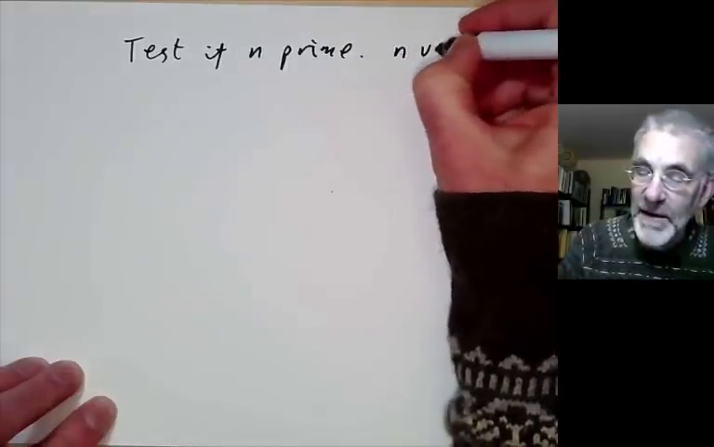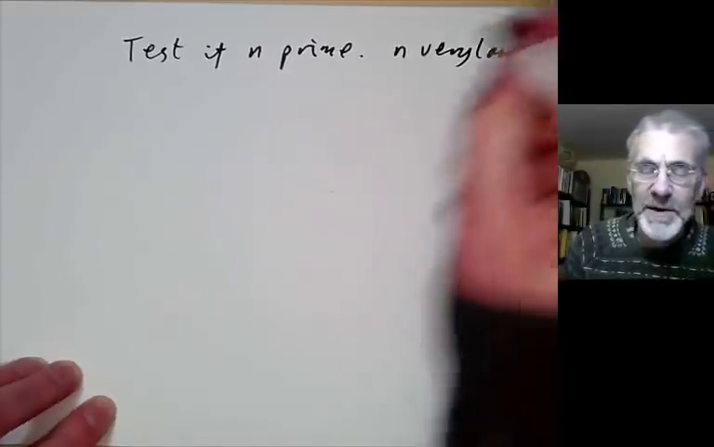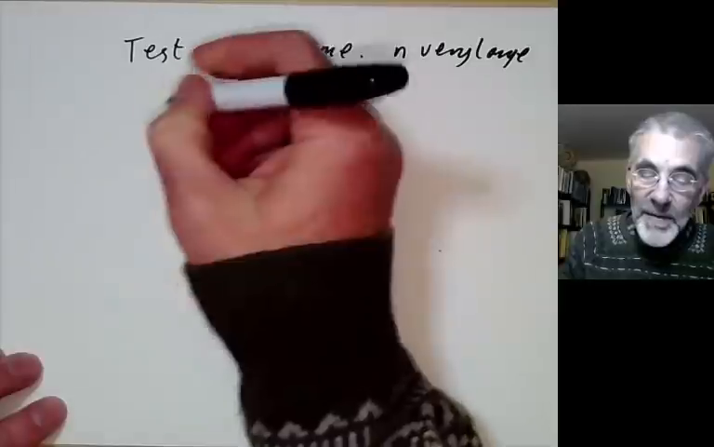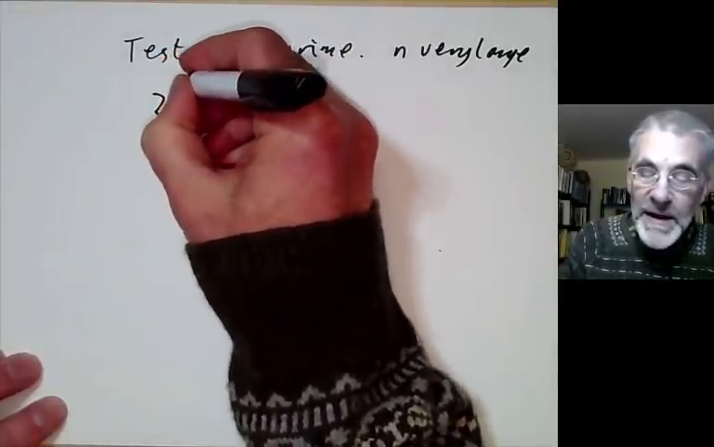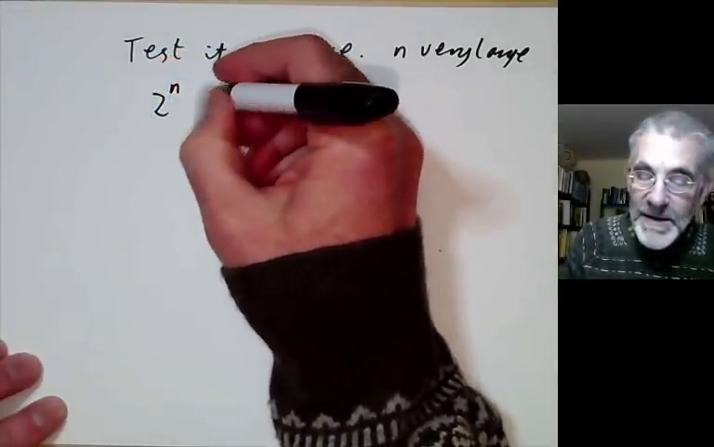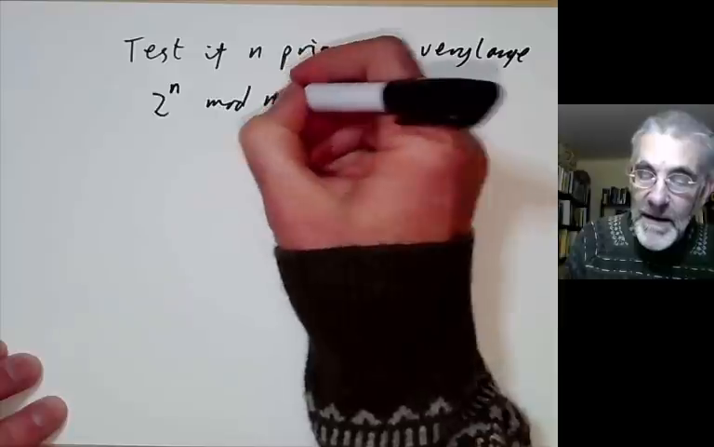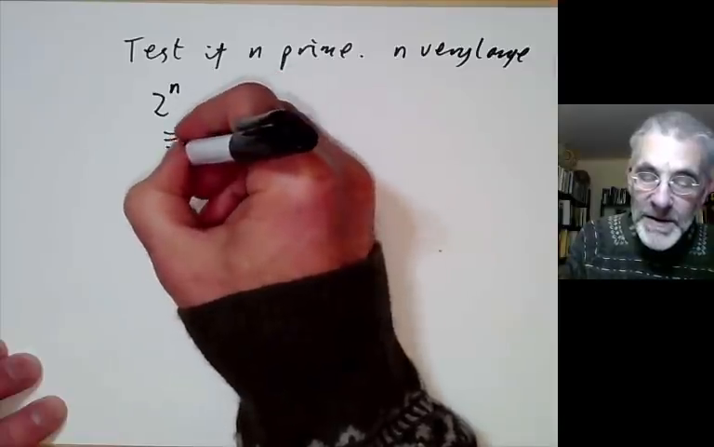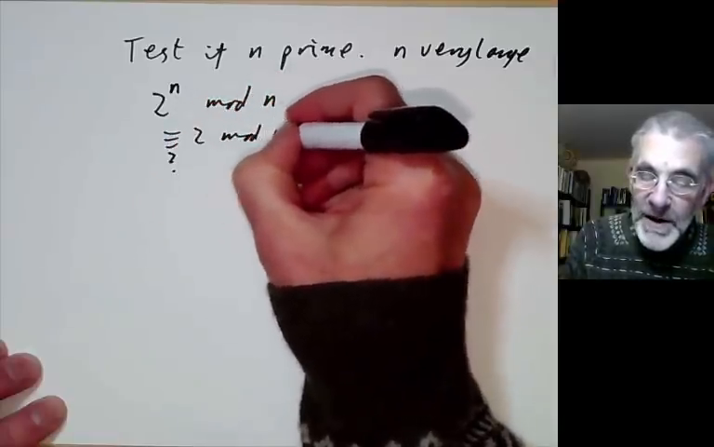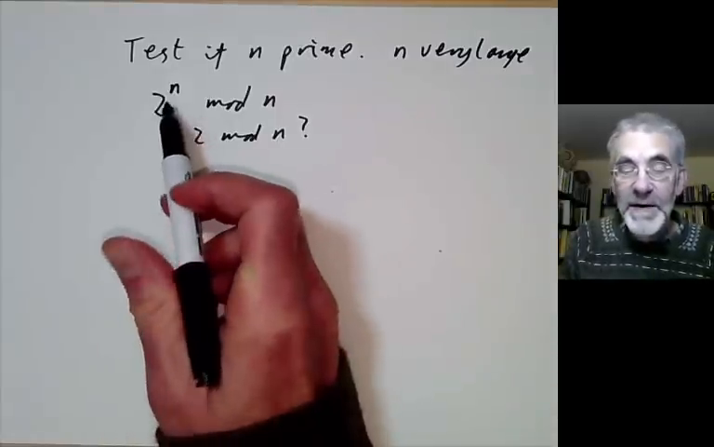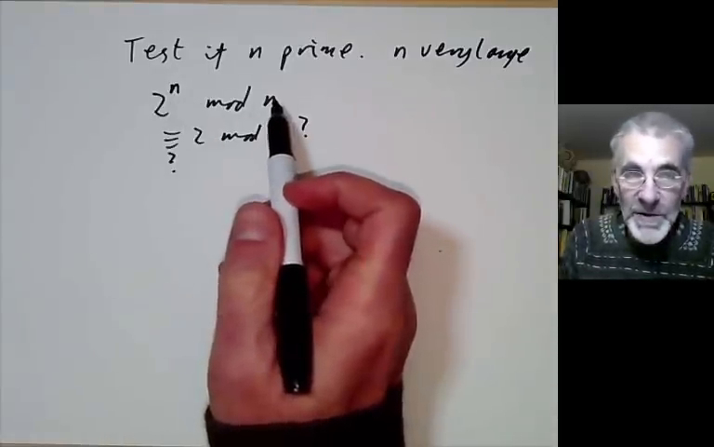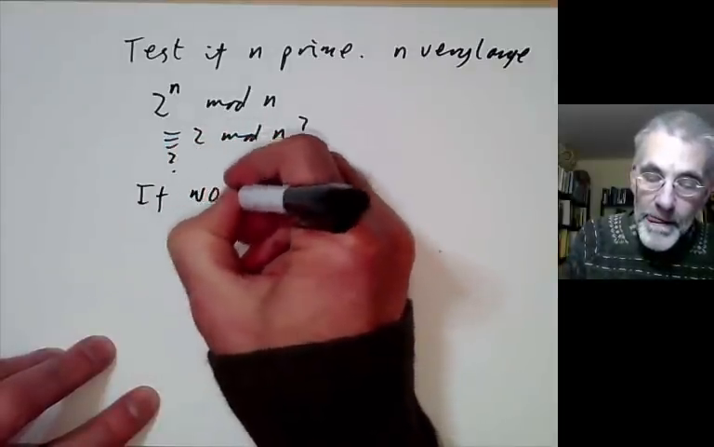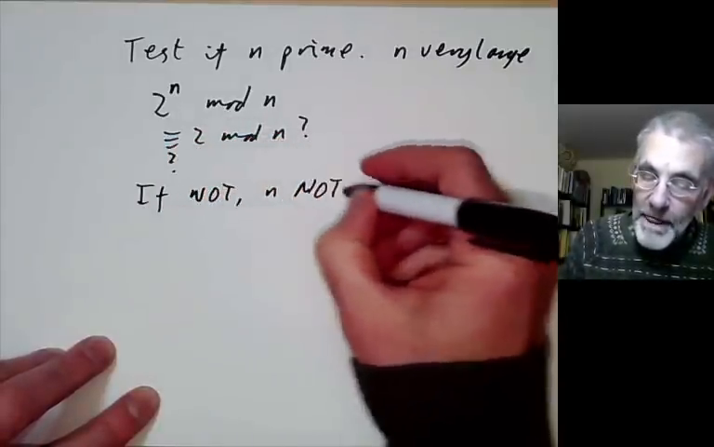Suppose n is very large. Maybe it's got 100 digits or something. Well, we can apply Fermat's theorem. What we do is we work out 2 to the n modulo n and ask, is it congruent to 2 modulo n? It turns out there's a fast way of checking this, even if n has hundreds of digits, that we'll talk about later. So if not, n is not prime.